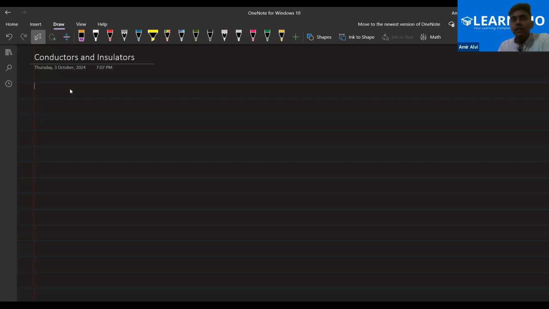And next, conductors can easily allow electricity to flow, like metals and graphite. Graphite is a non-metal. Most non-metals lie inside the insulators, but graphite is the only non-metal that conducts electricity. You will study this in the carbon compounds chapter, right?